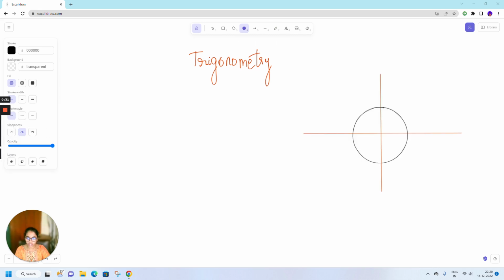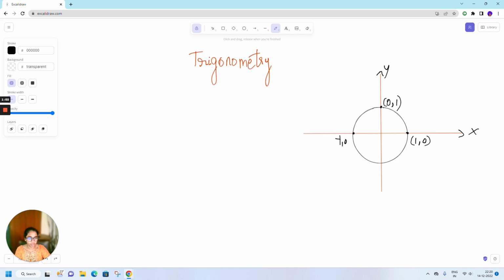Yes. So if this is our unit circle, this would be our x-axis, and this is our y-axis. What was the unit circle? The radius from any point would be 1. So what would be these coordinate points? It would be 1, 0. This would be 0, 1. This would be minus 1, 0. And this would be 0, minus 1.